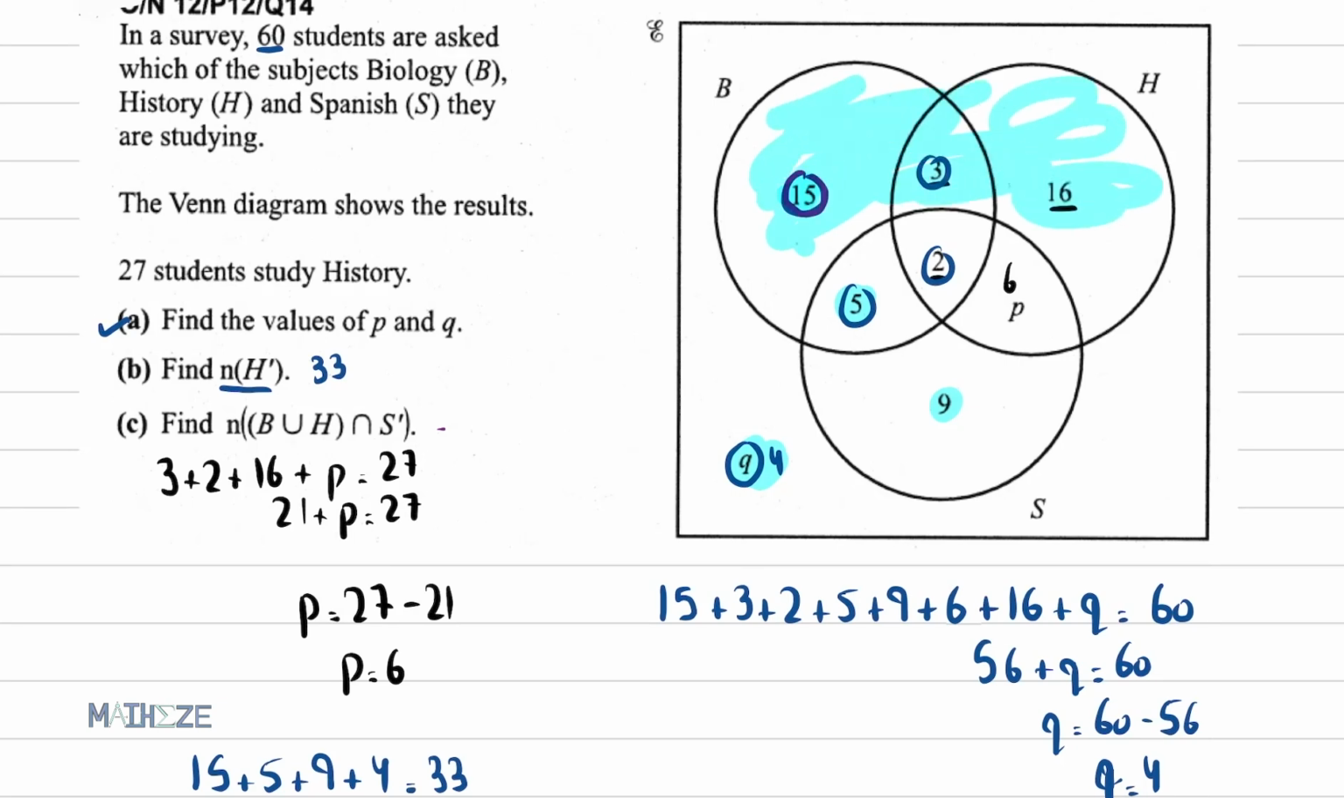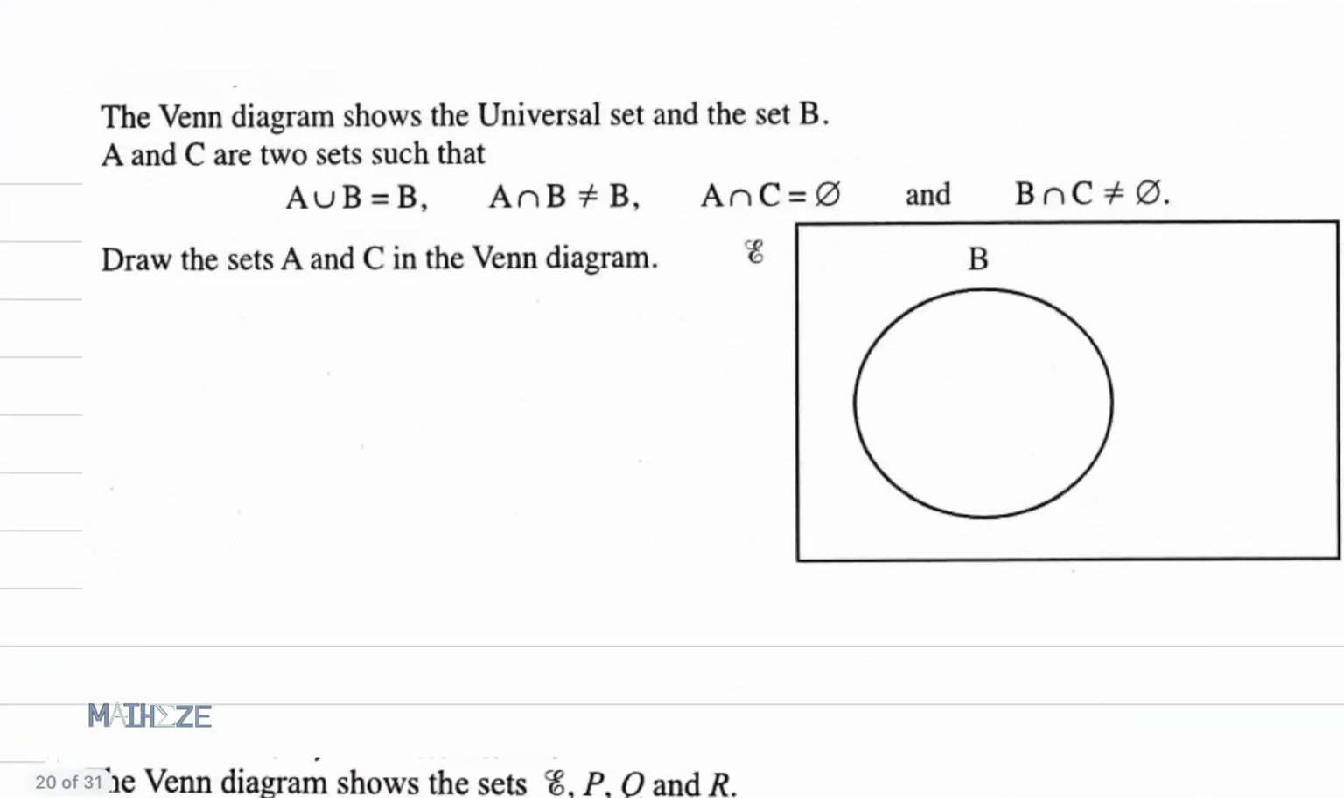So let's add. 15 plus 3 makes 18. 18 plus 16 makes 34. Got this, guys? Let's move to the next question.